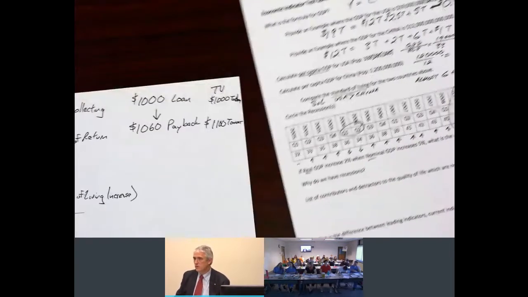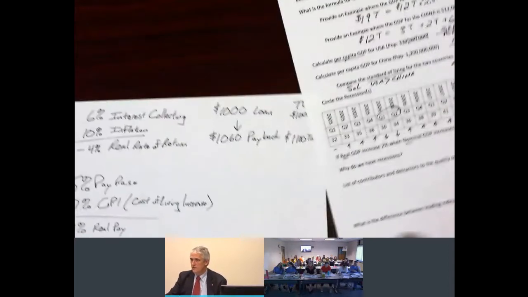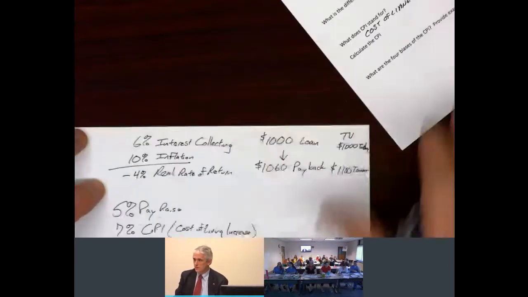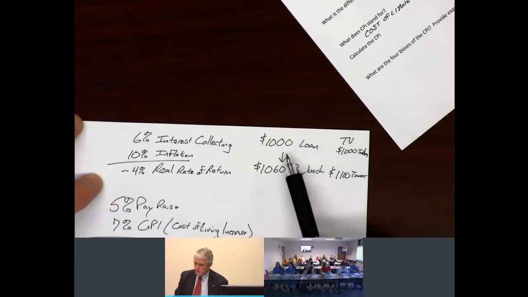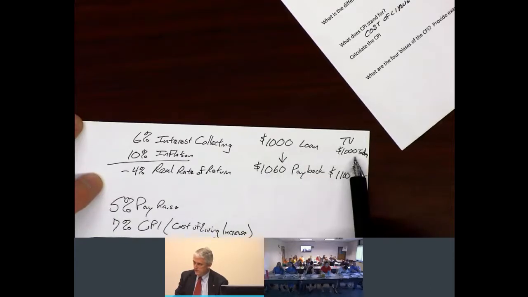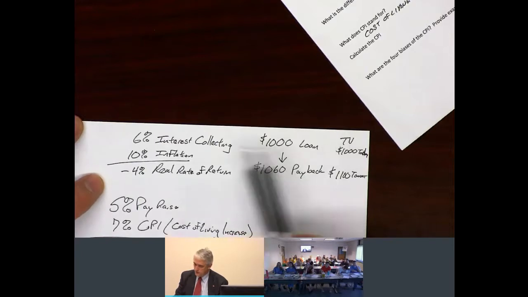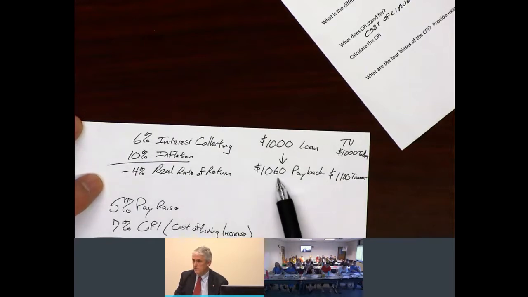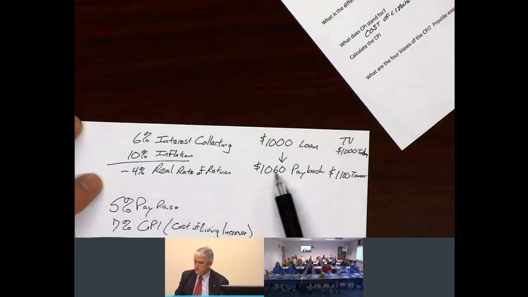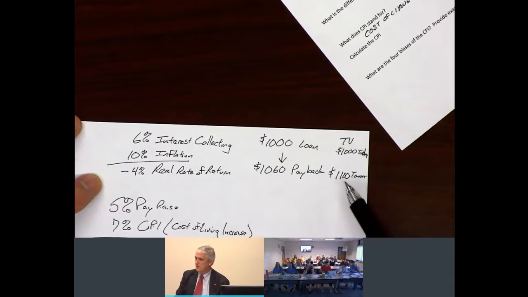You see where I'm going with this? So someone loaned you $1,000, they buy a TV with it, and they pay back the $1,000 with 6% interest, so they pay back $1,060. And the person who gets the $1,060 back goes to buy their own TV, but TVs are now $1,100. So their money's worth less. Yeah, they should have bought the TV instead of loaning it out.